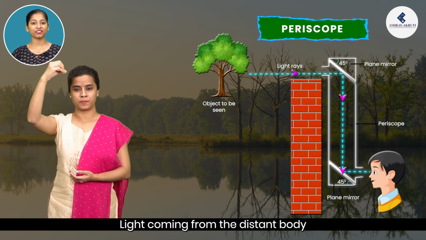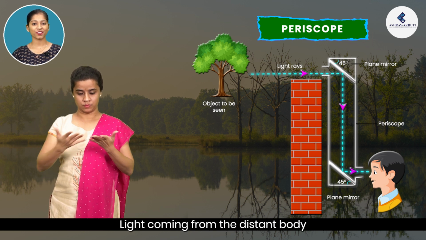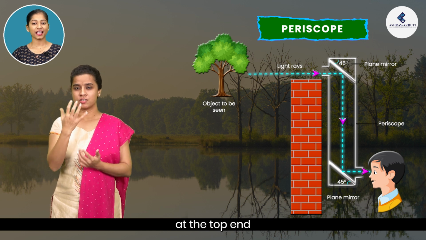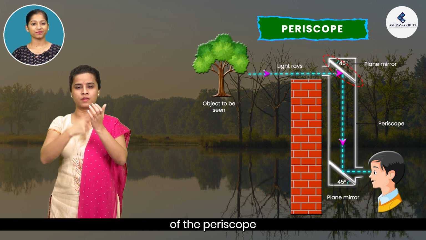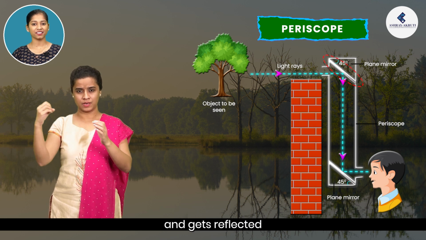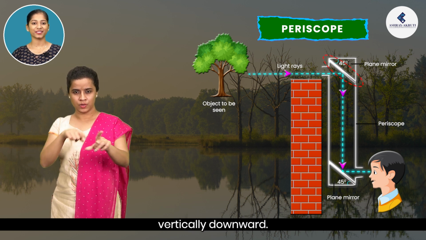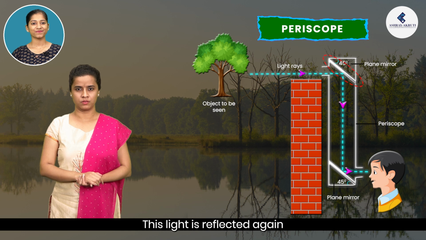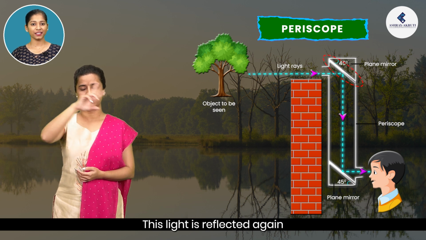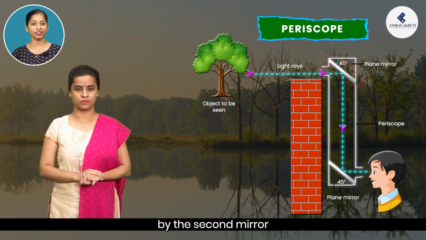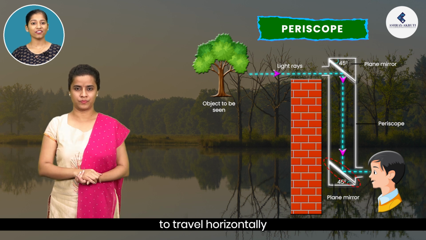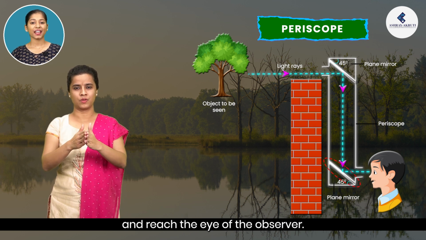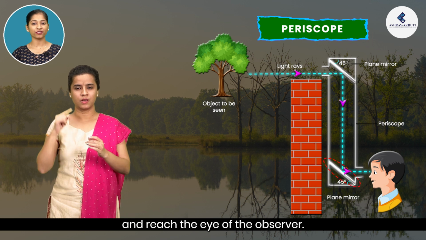Light coming from the distant body falls on the mirror at the top end of the periscope and gets reflected vertically downward. This light is reflected again by the second mirror kept at the bottom to travel horizontally and reach the eye of the observer.